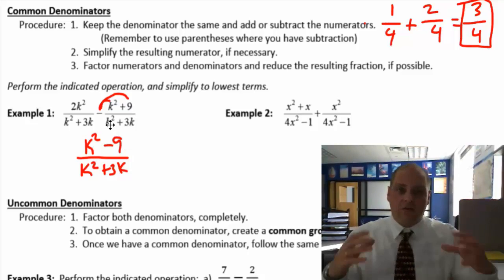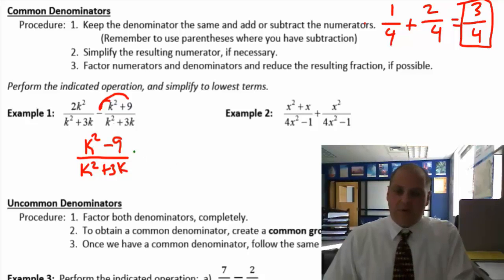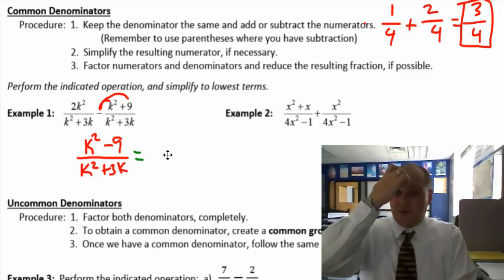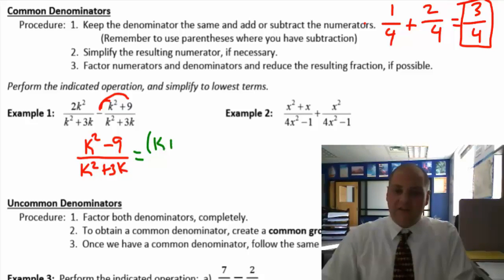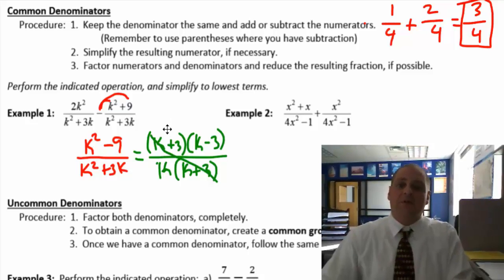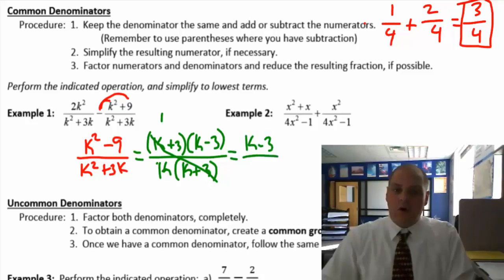Alright, so we've combined our two fractions into one, which is what this lesson is all about. But we can't leave that as our final answer because it can be reduced, just like we did when we did simplifying rational expressions. You have to always make sure it cannot be reduced anymore. Well, this can be reduced because k squared minus 9 is k plus 3, k minus 3. And we have a common factor of k times k plus 3. Now we can reduce to 1. K plus 3 over k plus 3 is 1. So we're left with k minus 3 over k.